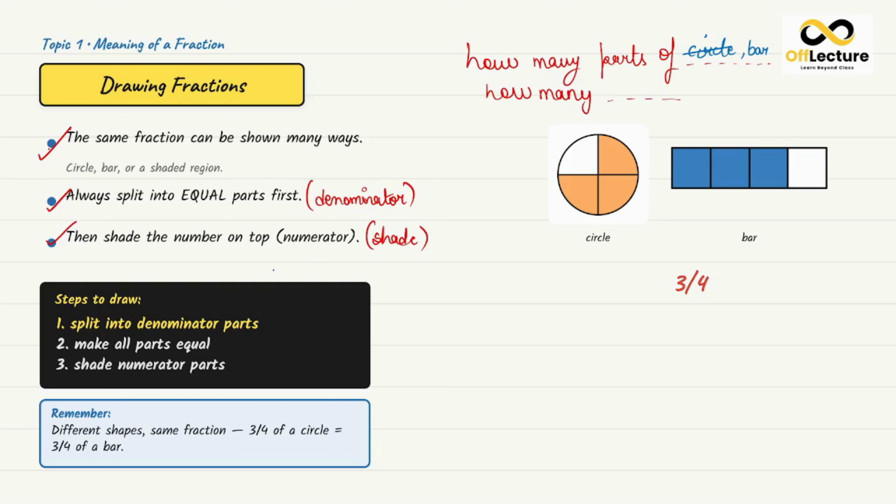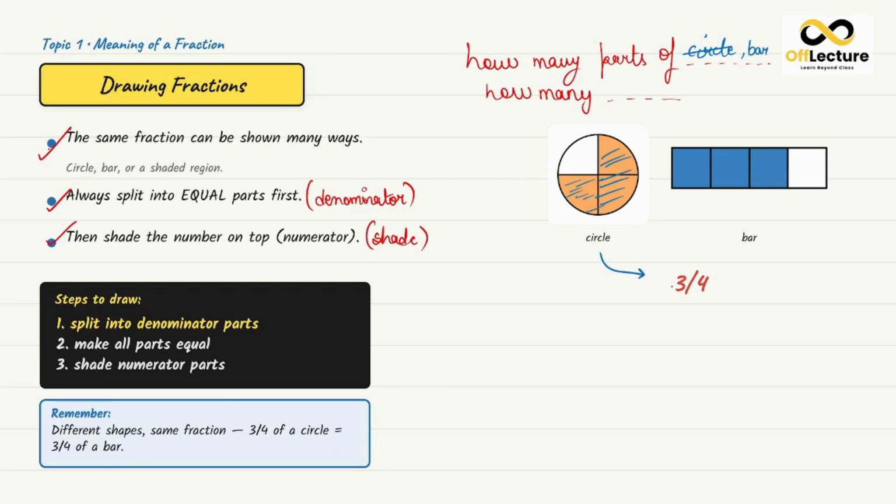Okay. So if you see in the diagram, we have a circle where 3 portions or 3 equal parts are shaded. So this will also become 3 by 4 or 3 over 4. And if we talk about this bar, there are 4 equal parts of it, and 3 parts have been shaded. So this will also become 3 by 4. Okay.